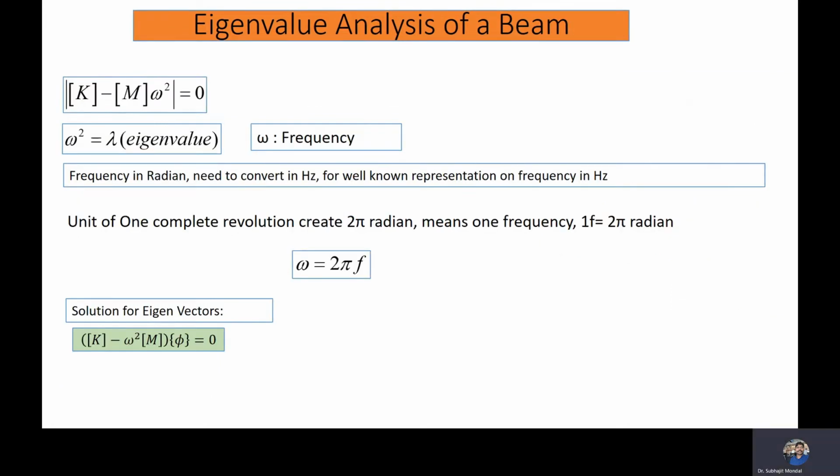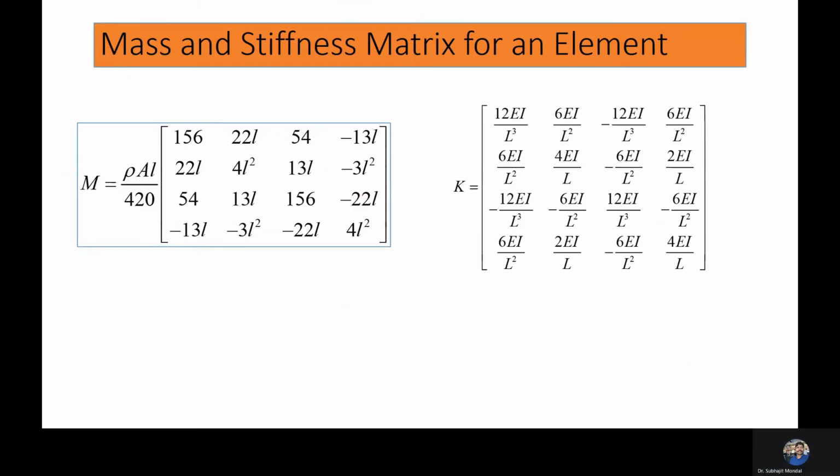Okay, so we'll see next how we can solve our beam problem in a computer. Here you just see how basically we can write the stiffness matrix and mass matrix for a beam element. If we have a Euler-Bernoulli beam, in that case, our K matrix is going to be like this.